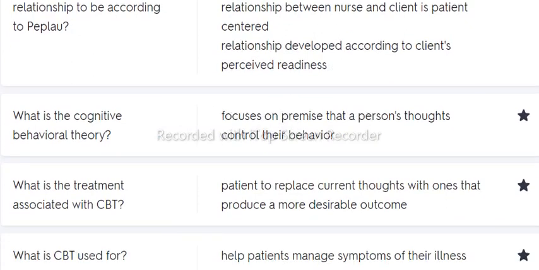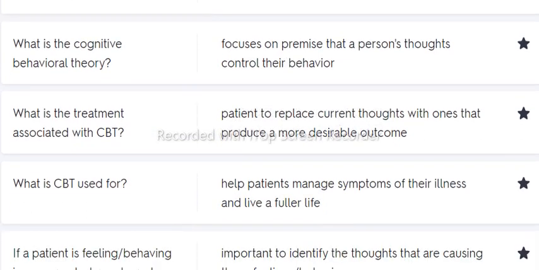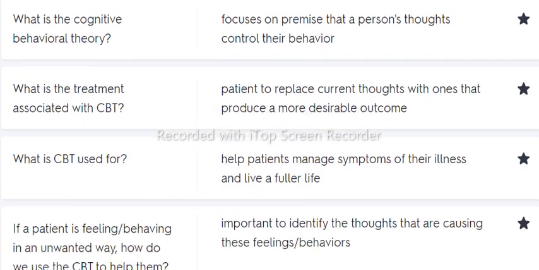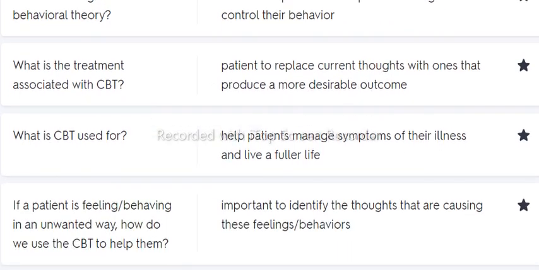What is the cognitive behavioral theory? Focuses on the premise that a person's thoughts control their behavior. What is the treatment associated with CBT? Patient replaces current thoughts with ones that produce a more desirable outcome. What is CBT used for? Help patients manage symptoms of their illness and live a fuller life. If a patient is behaving in an unwanted way, how do we use CBT to help them? It is important to identify the thoughts that are causing these feelings and behaviors.